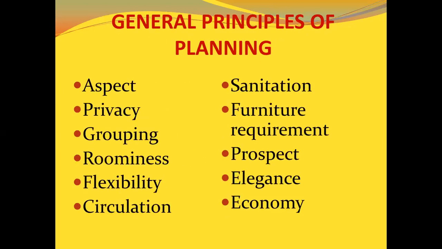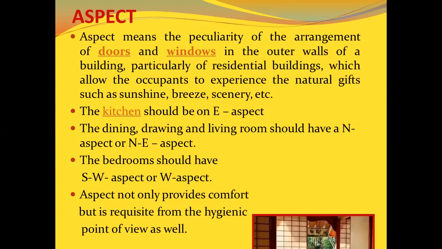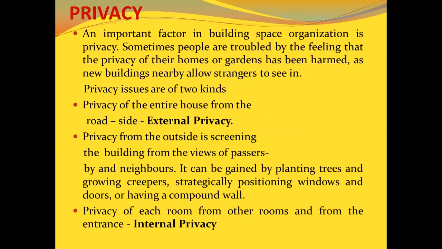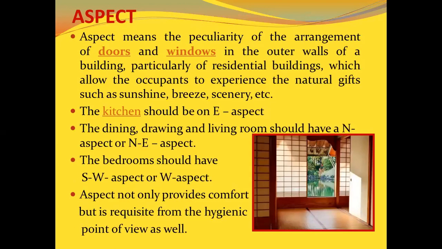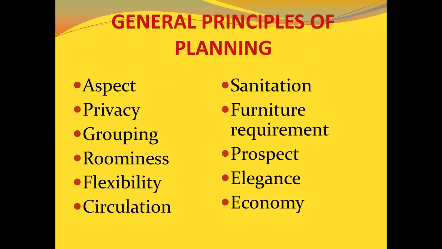So these are the general principles of house planning. We have around 10 to 11 principles which cover the general aspects of house planning. The first one is aspect, then privacy, grouping, roominess, flexibility, circulation, sanitation, furniture requirement, prospect, elegance, and economy.